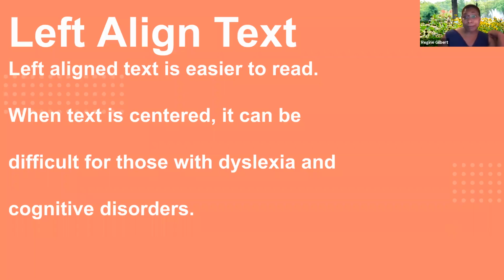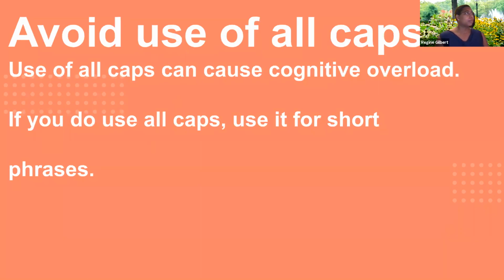So here are some general accessibility tips for you all. Left aligned text is easier to read. When text is centered, it can be difficult for those with dyslexia and cognitive disorders. Avoid use of all caps. Use of all caps can cause cognitive overload. If you do use all caps, use it for short phrases.